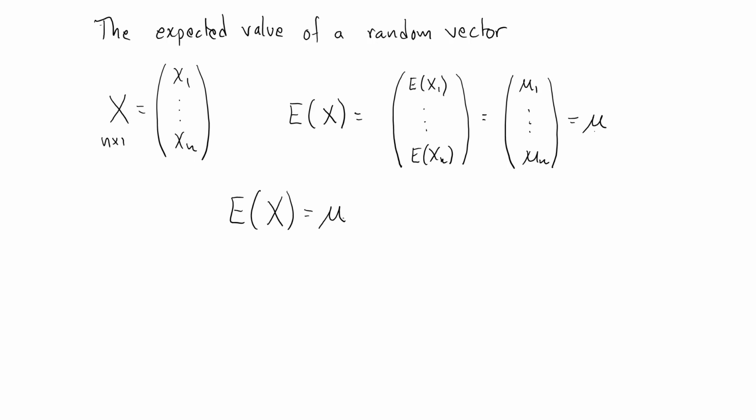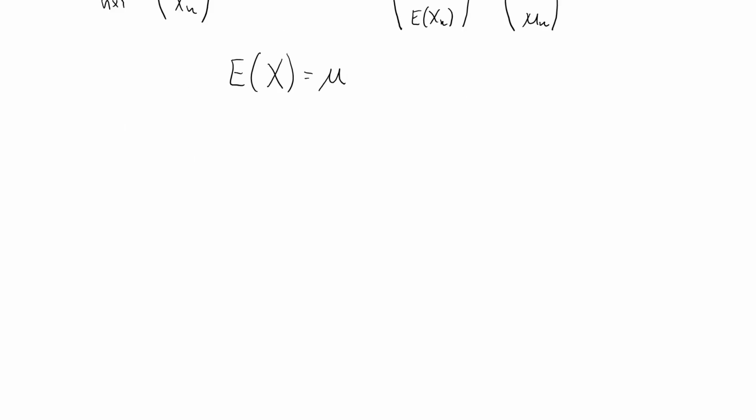We need to figure out not just the expected value of the random vector, but quite often we need to know the expected value of a function of this random vector. And the result is fairly straightforward. So if x is my n by 1 random vector and it has a joint PDF, which is f of x, this is now a function of n variables.